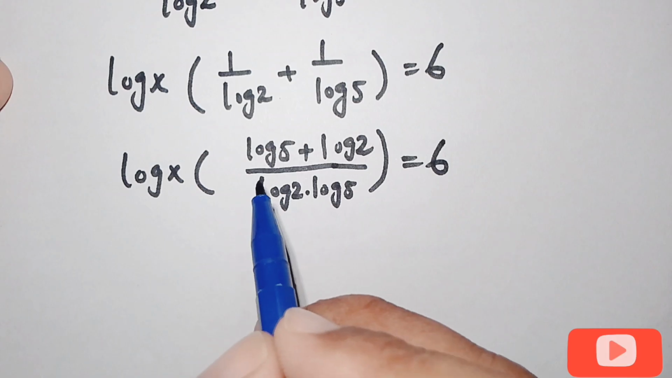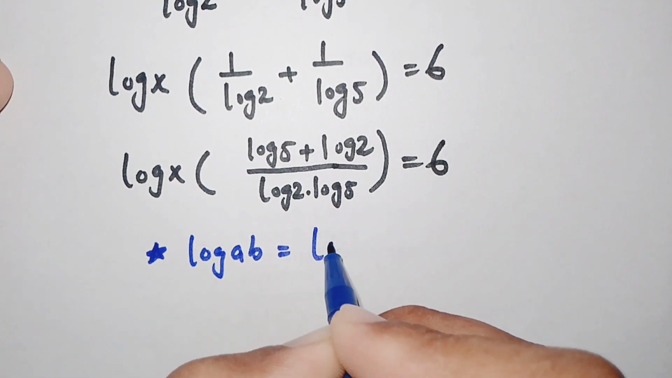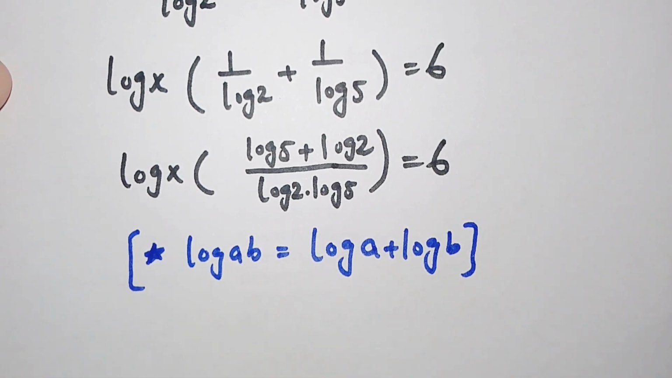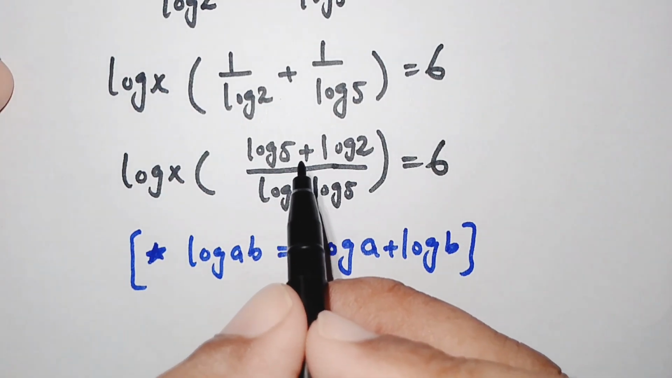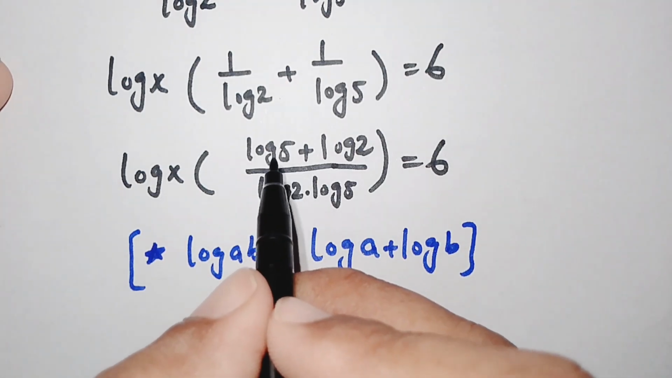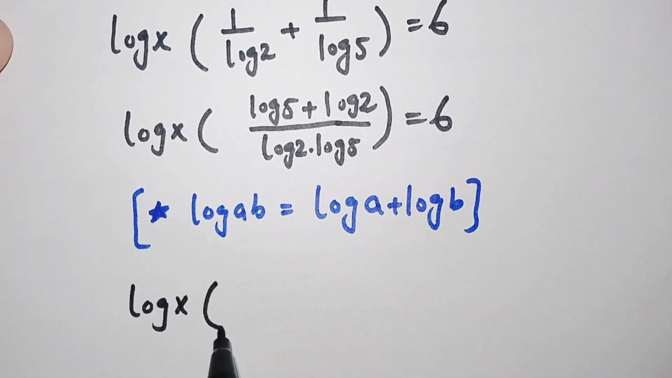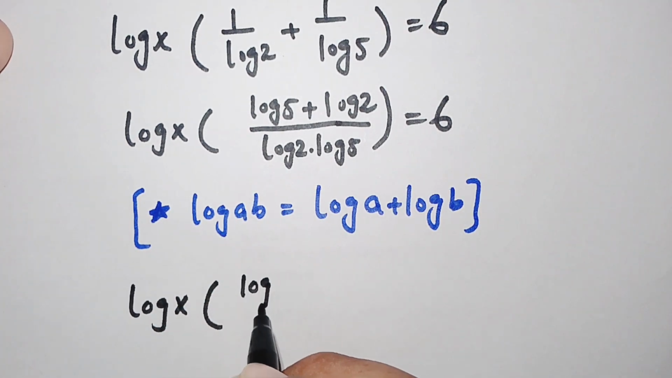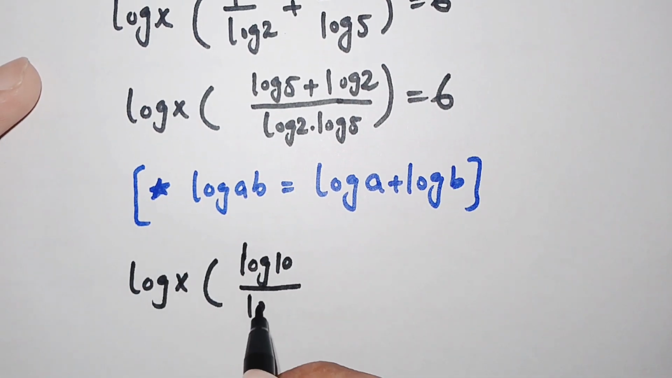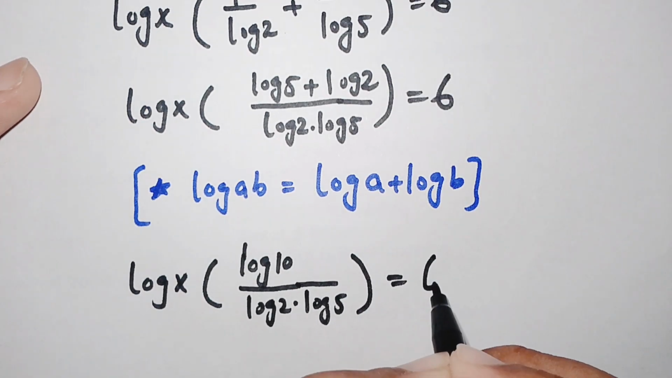Now to solve this, we use this logarithm identity: log of a times b is equal to log of a plus log of b. To apply this identity, log of 5 plus log of 2 will become log of 5 times 2, which is equal to log of 10. So log of x times log of 10 divided by log of 2 times log of 5, which is equal to 6.